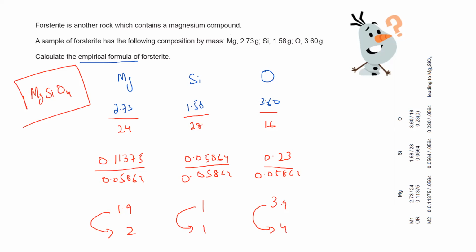Because it is 1.9, 2.9, 3.9, in that case, we just convert them into the nearest whole number. If it is 1.5, then we multiply by 2. Yeah, Mg is 2. I wrote 1 here, but Mg is 2, so it will be Mg2SiO4. Is it clear, this example?